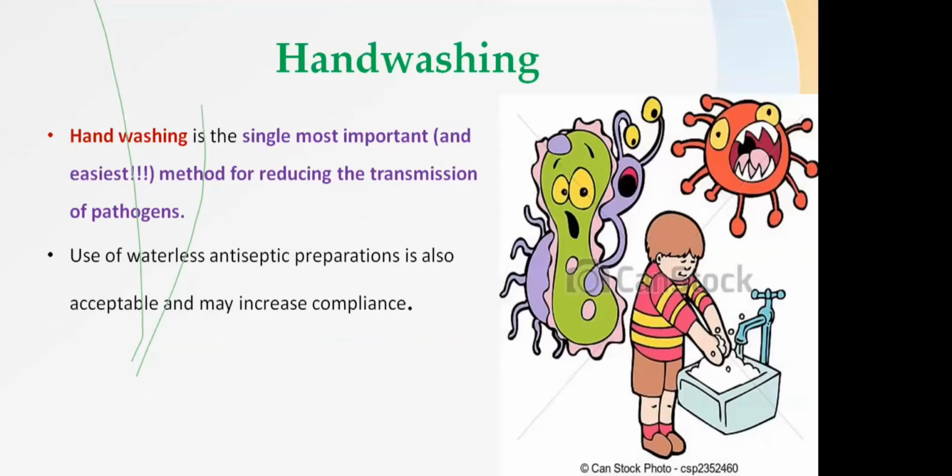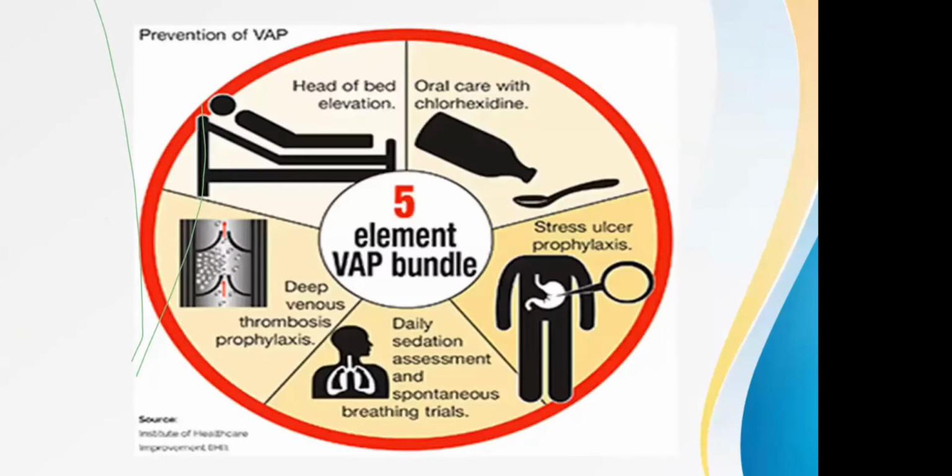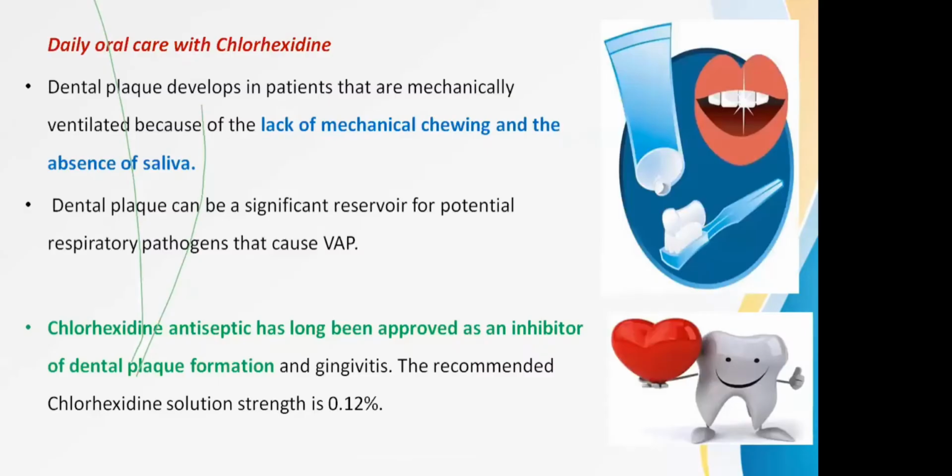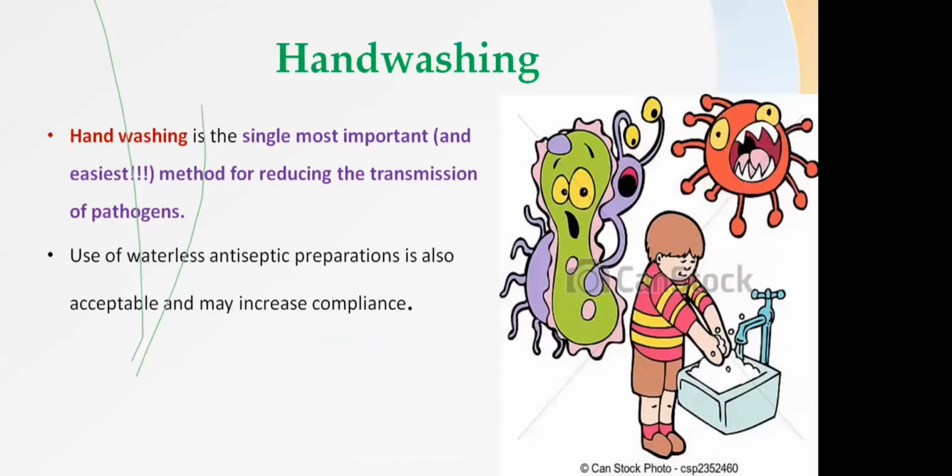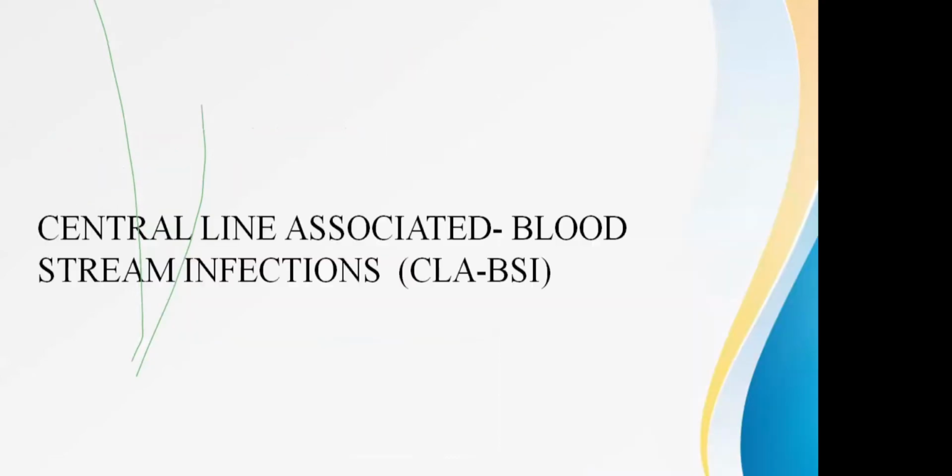So when we talk about VAP, the reduction of VAP can be done by this 5-element VAP bundle: oral care with chlorhexidine, stress ulcer prophylaxis, daily sedation assessment, DVT prophylaxis, and head end of the bed elevation. Those are the 5 elements of the VAP bundle, along with hand washing as the key point to reduce ventilator associated pneumonia. Moving on, next we have central line associated bloodstream infections, CLABSI.